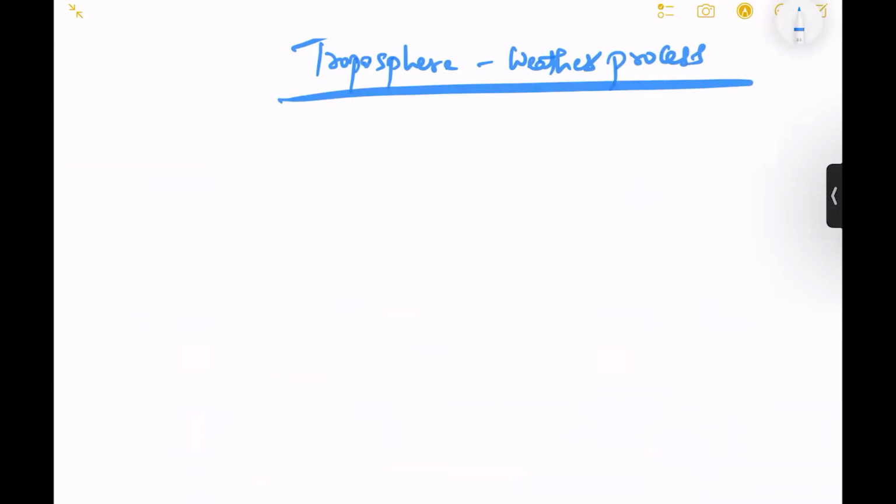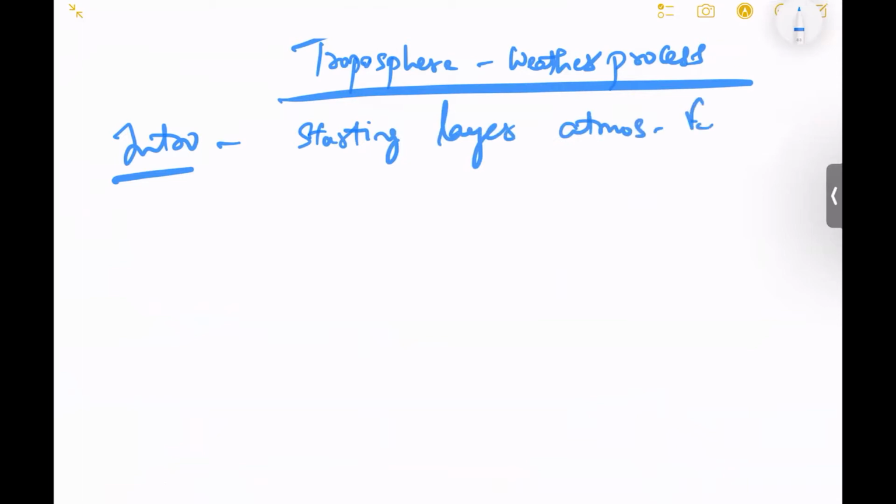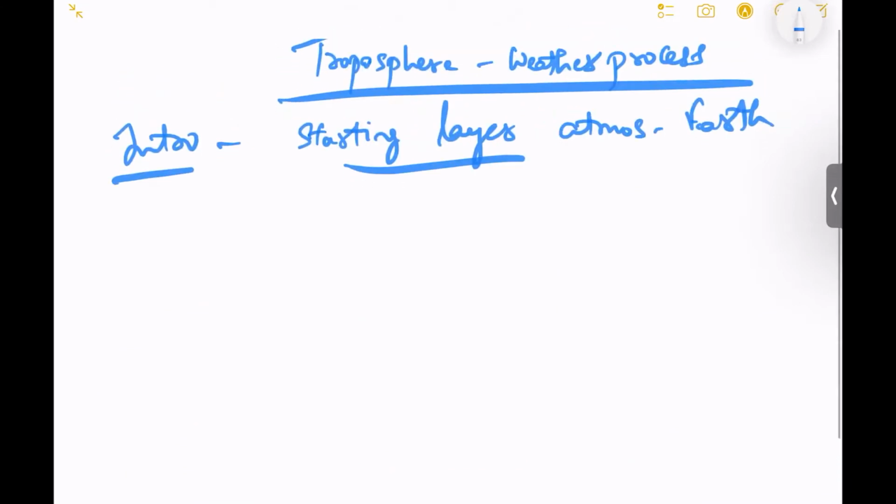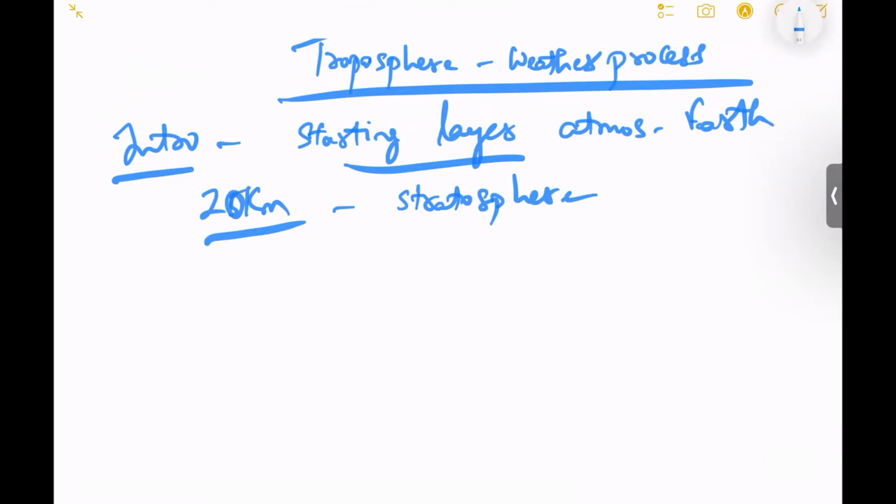In the introduction you'll write that it is the starting layer of atmosphere from Earth. If you take Earth as reference, the starting layer is troposphere, and it is spread up to around 20 kilometers from Earth's surface. From there, stratosphere starts. Around 20, you can say maximum 20, not beyond 20. From 20 to 50, it is again stratosphere.